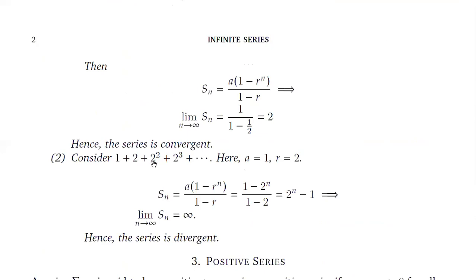Let's take one more example. Consider 1 plus 2 plus 2 square plus 2 cube and so on. It's again a geometric series with a equal to 1 and r equal to 2. Then Sn becomes a into 1 minus r power n divided by 1 minus r, which is equal to 2 power n minus 1. Now if you take the limit as n tends to infinity, limit Sn becomes infinity, hence the series is divergent.